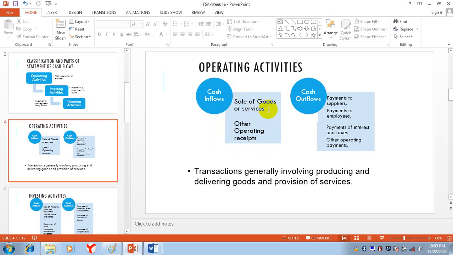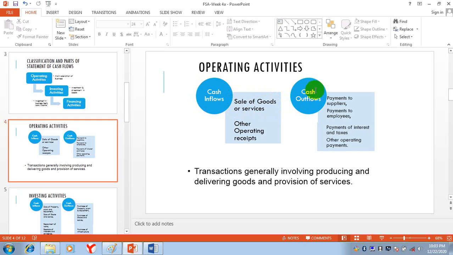Now take the example of Salam University. Their operating activities, I'm talking about the inflow. The student fees are one of their cash inflows, and the transportation income of Salam University is another operating activity.